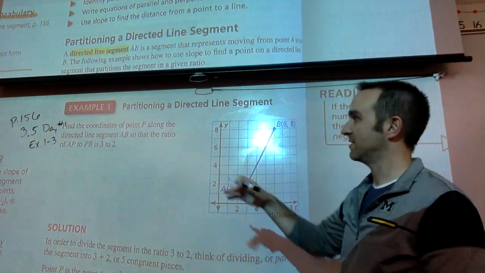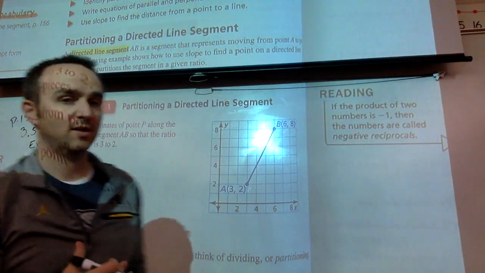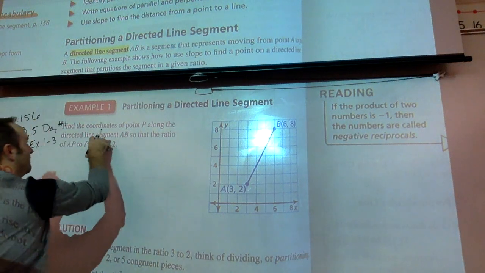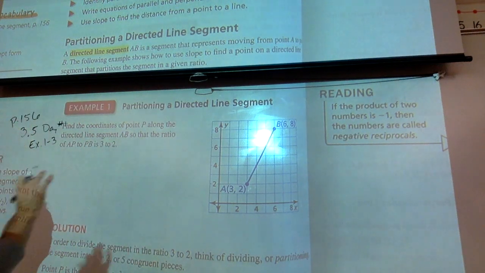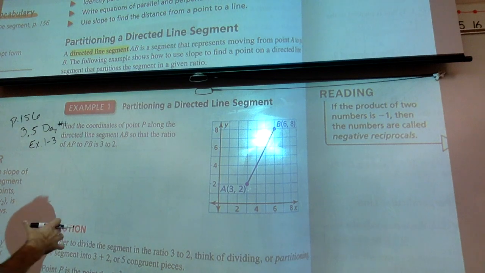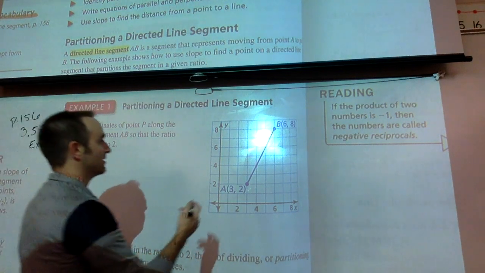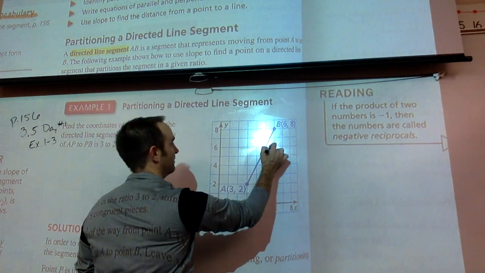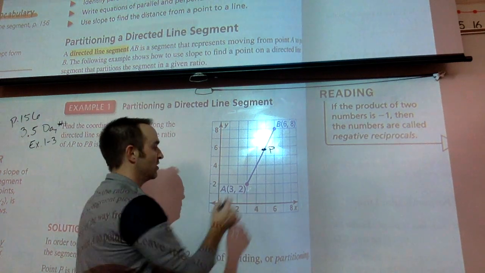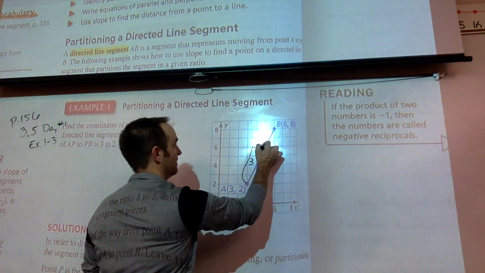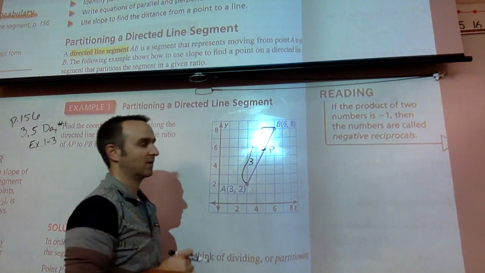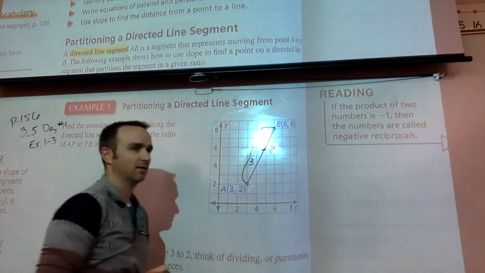What we're going to do with this, and it's kind of a tricky question here, is find the coordinates of point P along the directed line segment so that the ratio of AP to PB is 3 to 2. So we want point B somewhere in here, point P somewhere in here, so that the ratio is 3 to 2. Okay, 3 parts here, 2 parts here.